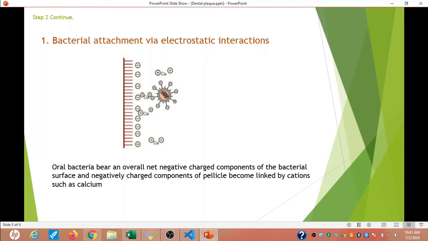Oral bacteria bear an overall net negative charge component of the bacterial surface, and negative charge components of pellicle become linked by cations such as calcium. So bacterial cell wall has a negative charge. So negative charge of bacterial cell wall and negative charge of pellicle are linked by cations such as calcium. In this diagram it is shown negative charge of bacteria, negative charge of pellicle, linked by positive charge of calcium. So first is bacterial attachment by electrostatic interaction.